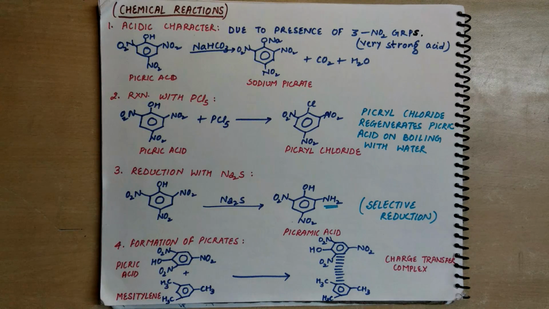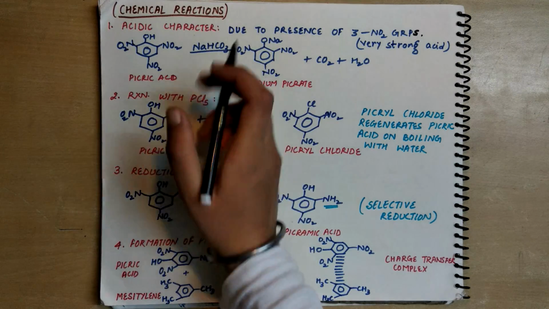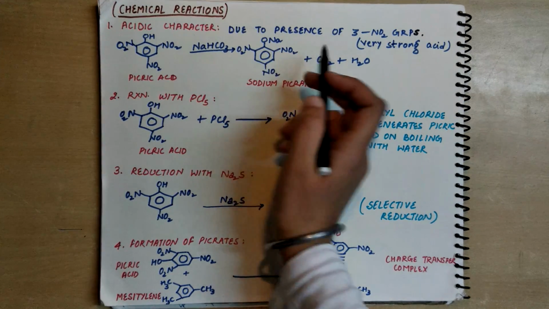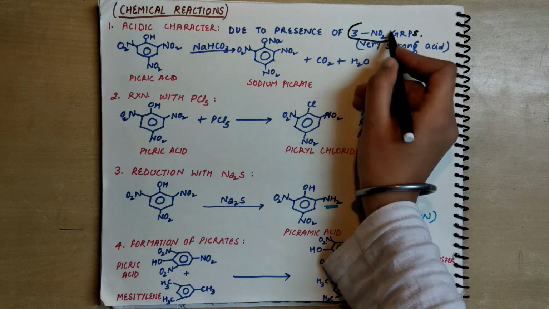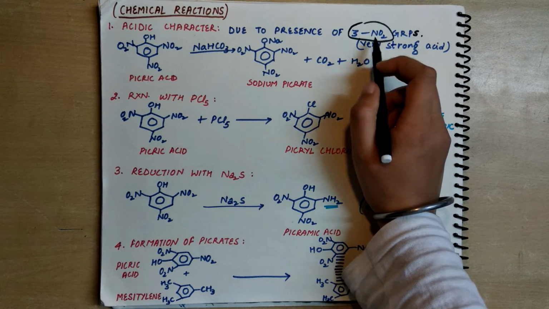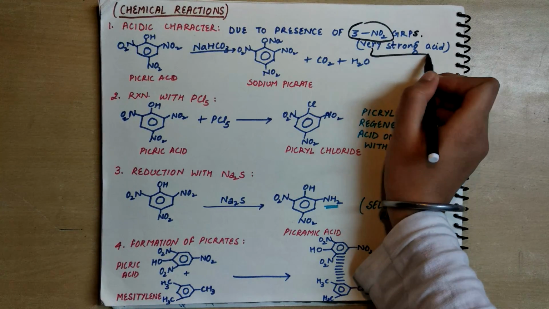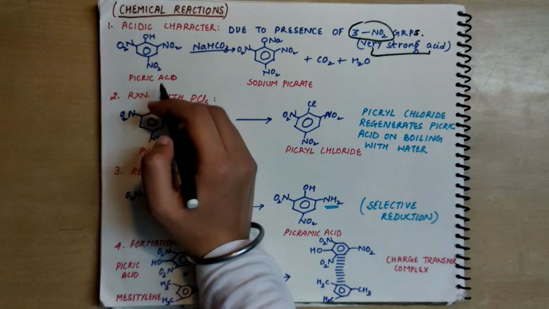At the end, we have the chemical reactions of picric acid. Firstly, it is acidic in nature. This is because of the 3 nitro groups. So, due to the presence of 3 nitro groups, it is very strongly acidic.